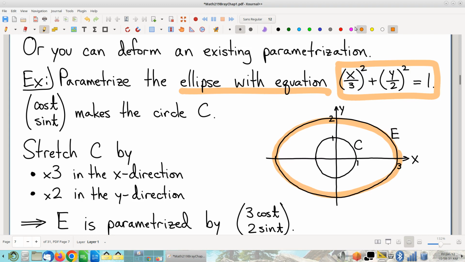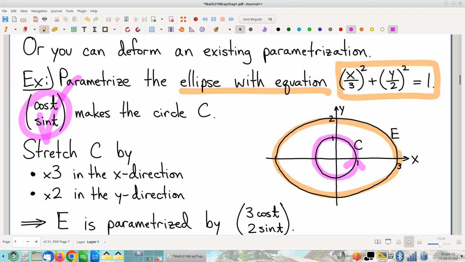And that's, very importantly, not the same as this circle, the unit circle there, but the unit circle is something I already know how to parameterize. So I know how to parameterize the circle. I want to parameterize the ellipse. And here's where we're going to use some convenient geometric knowledge that we already have.